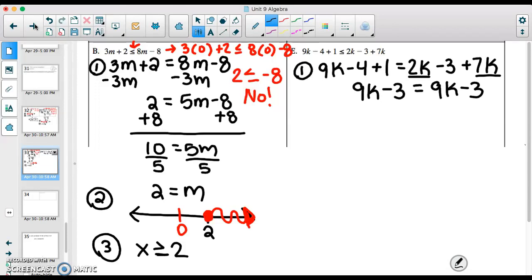Craziness. We got the same thing on either side. So there is no boundary point, right? We've talked about this type of equation this year in algebra. When you have the same thing on either side, there are infinitely many solutions. Any value of k would make this true. Infinite solutions. There's no one k value that makes this true.